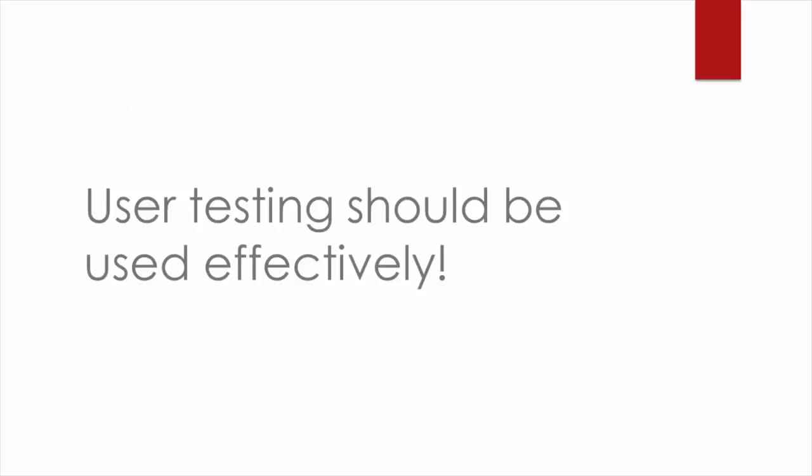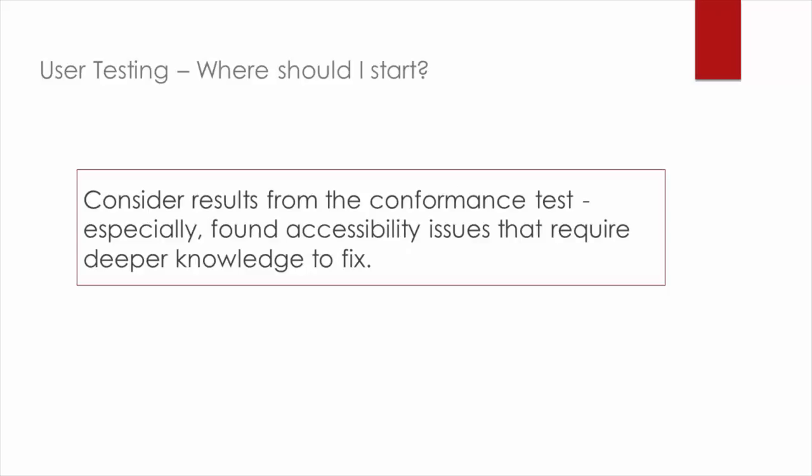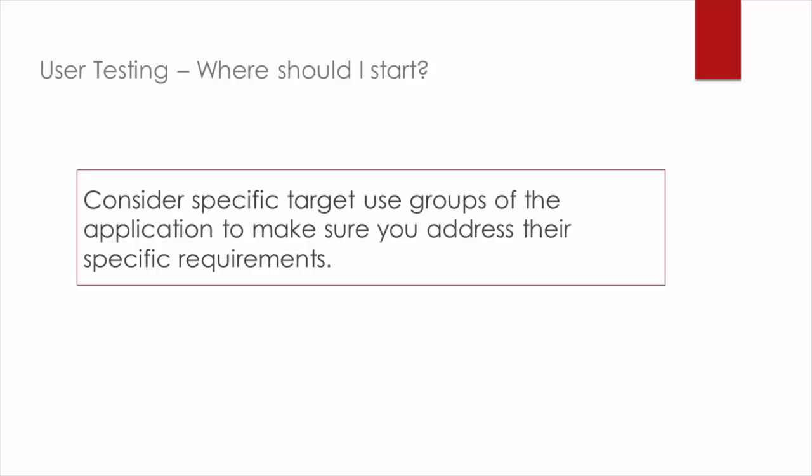User testing with people with disabilities is beneficial, but it should be used effectively. That means you should start by considering results from the conformance test, especially found accessibility issues which require deeper knowledge to fix. Specify target user groups of the application to make sure you address their specific requirements.